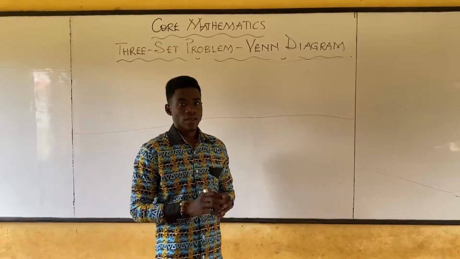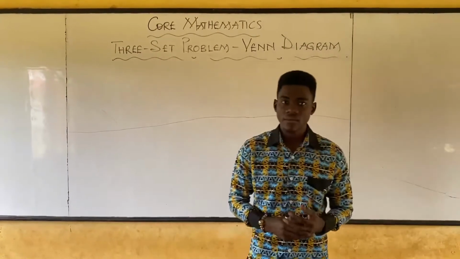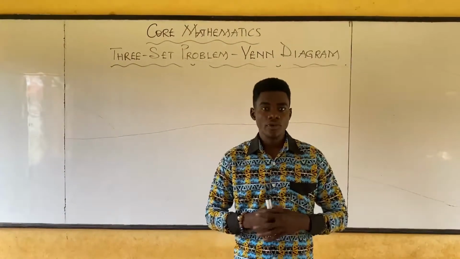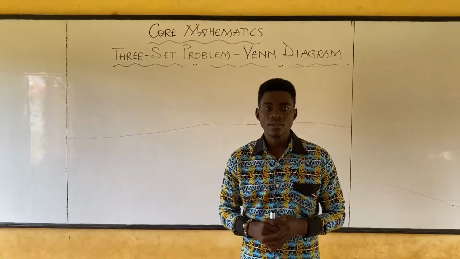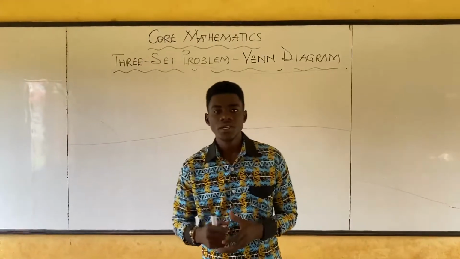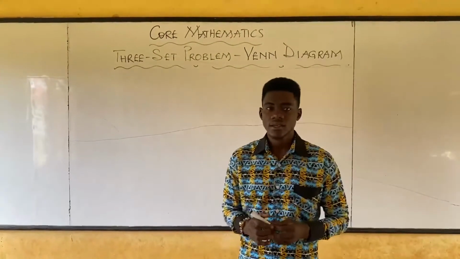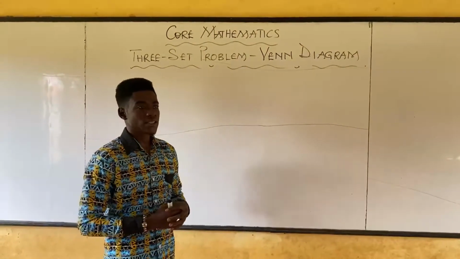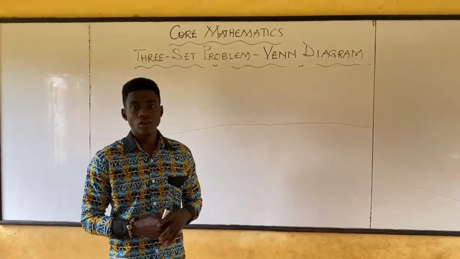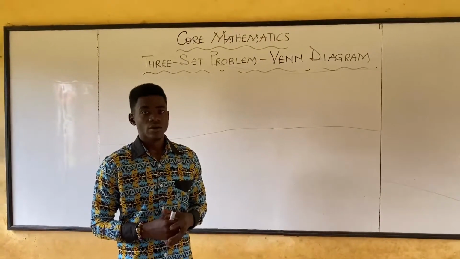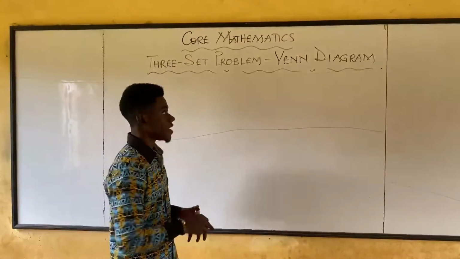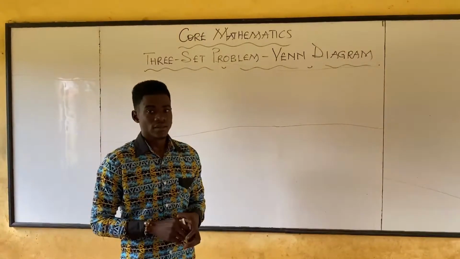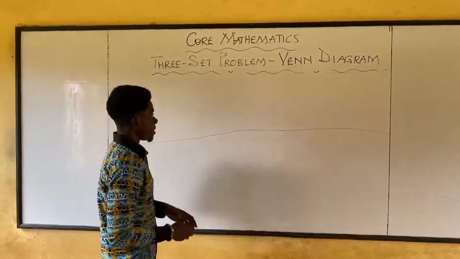But before that, a Venn diagram is just a mathematical or pictorial representation that shows a logic relationship between sets. And this Venn diagram was named after the English mathematician and logician John Venn, because he pioneered the use of the Venn diagram, or in other words, he invented it.